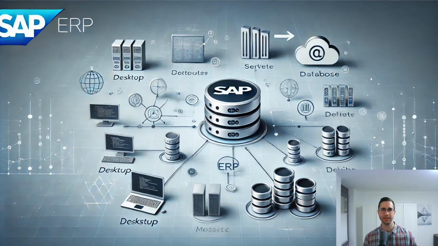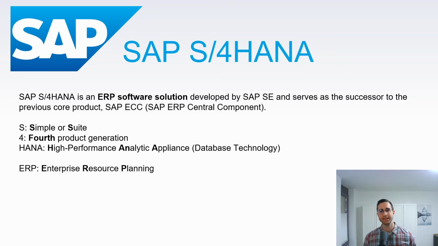to get started working with the SAP solution. So first of all, let's start with the most important thing, a definition of SAP S/4HANA itself. SAP S/4HANA is an ERP software solution developed by SAP SE, the company, and serves as the successor to the previous core product SAP ECC, so SAP ERP Central Component.